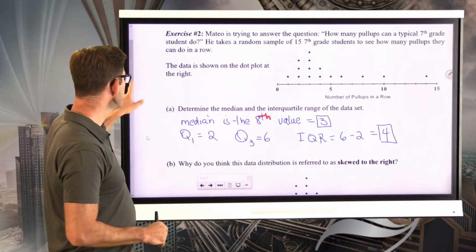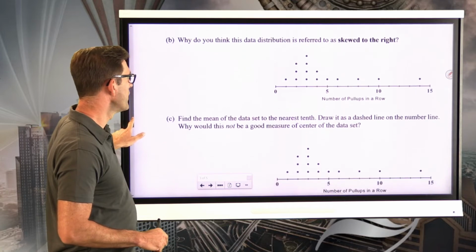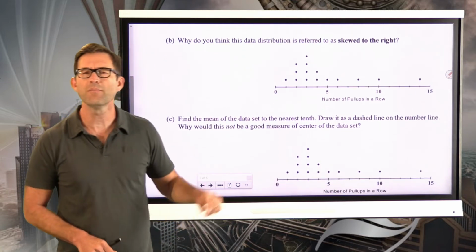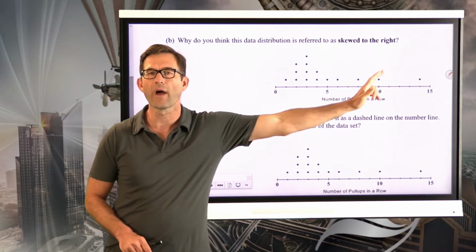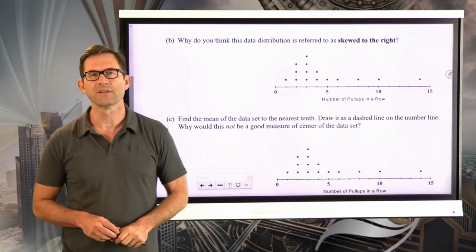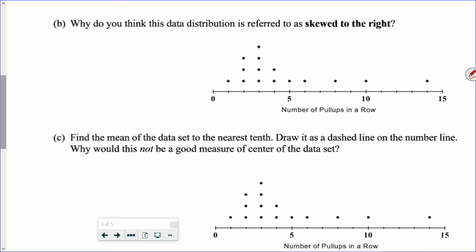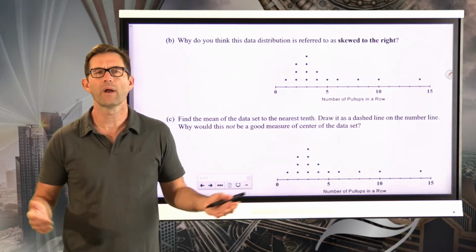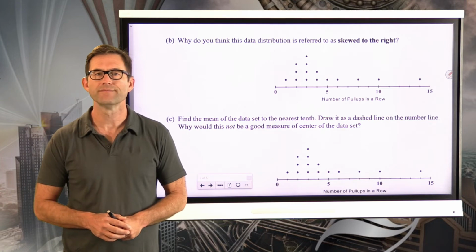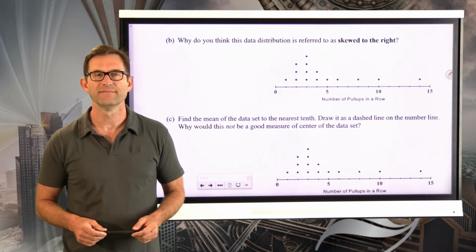Now, this distribution is very different from the other one, though. And it's known to be skewed to the right. So letter B asks us, why do you think this distribution is referred to as skewed to the right? Why do you think that's how we call it? Pause the video now and write something down.